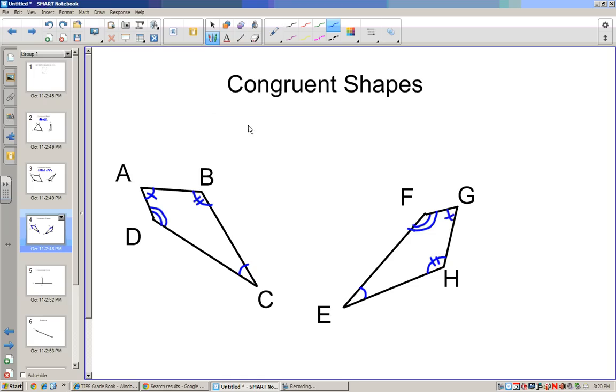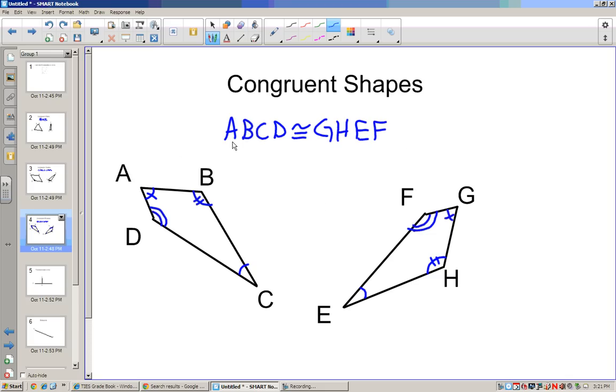Alright, now when we write this, if I said quadrilateral ABCD is congruent to, we have to say what A is going to be congruent to. Well, A would be congruent to G. So when we write this, there's a specific order. G will have to come first. Then B will be congruent to H, so H has to come next. Then C is congruent to E, so E, and finally F is congruent to D.